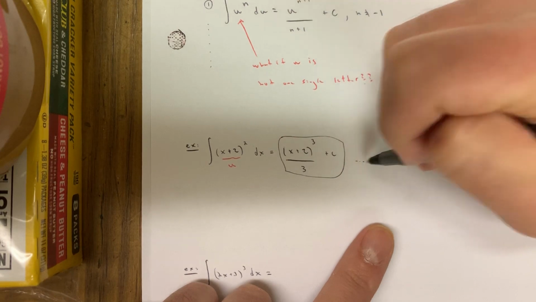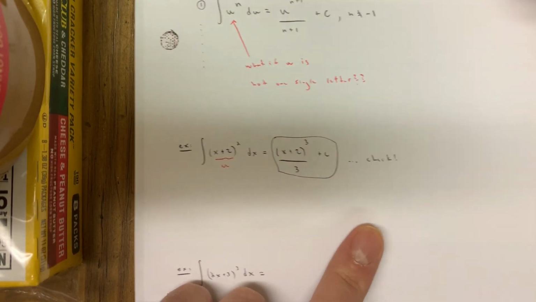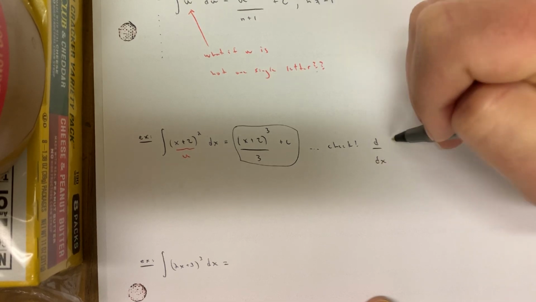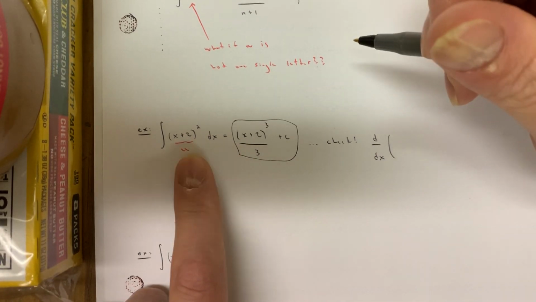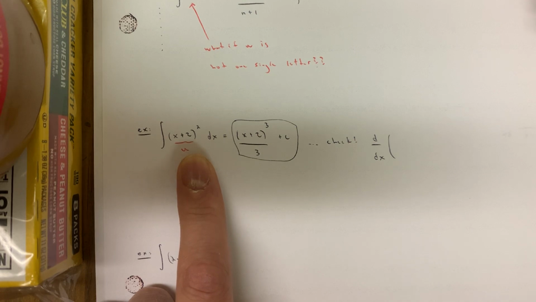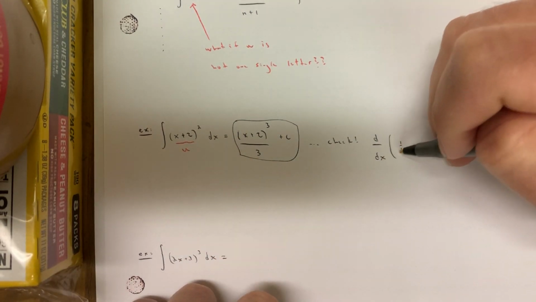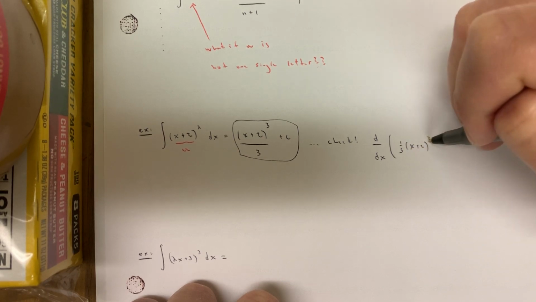Some people are like, well, how do I know if it's correct? Well, you can check it. You can take the derivative with respect to x of our answer right here, because remember, that's somebody's derivative in there. Whose derivative? The answer's derivative. I'll write it as 1/3 x plus 2 quantity cubed plus c.